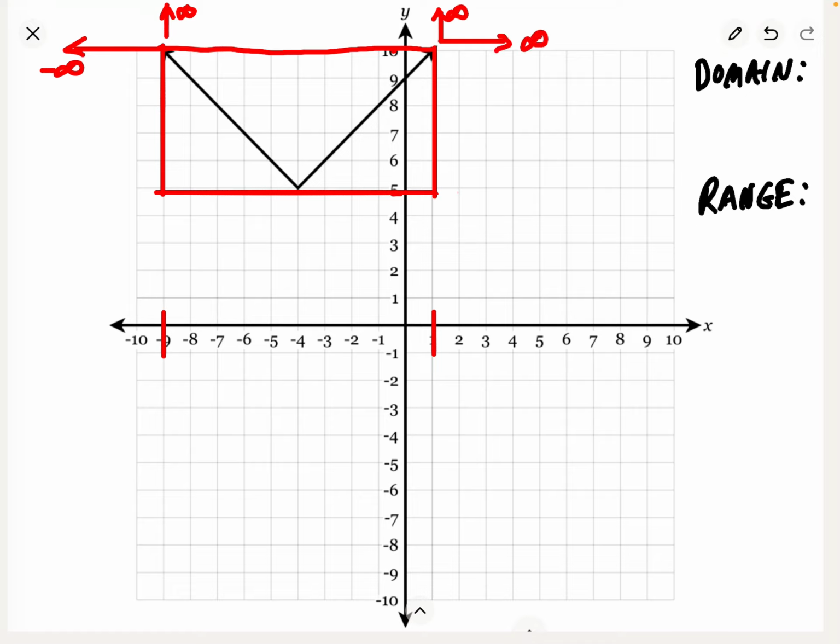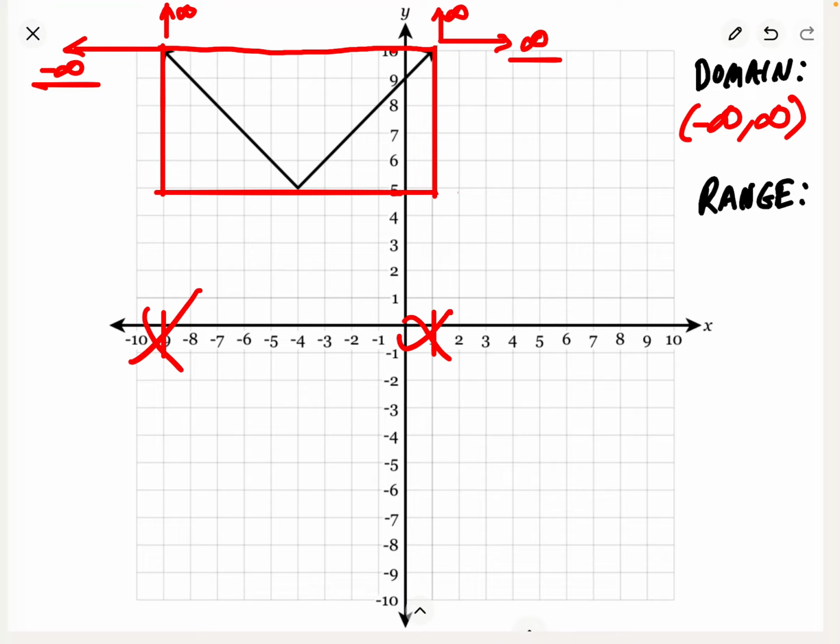So that's what we've got to use. We can't use these numbers. We have to use this for the domain and range. So when we look at the domain, it's going to go from negative infinity to positive infinity. Or all real numbers is another way to write it.